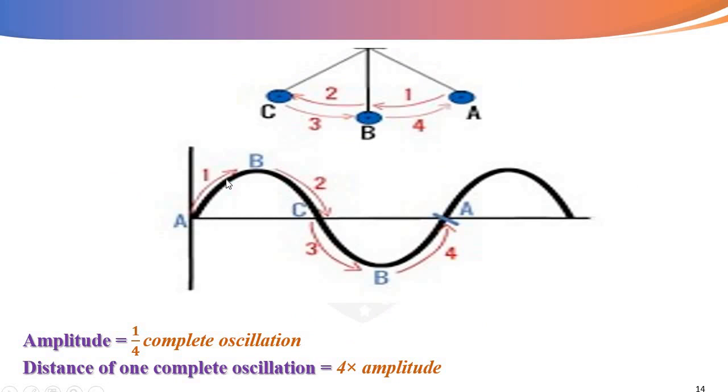From A to B, this point, number 1. After that, from B to C, number 2. From C to B, number 3. From B to A, again, number 4. So, this is called a complete oscillation. From A to B is called amplitude. So, amplitude equals 1 over 4 complete oscillations, and 1 complete oscillation equals 4 multiplied by amplitude.